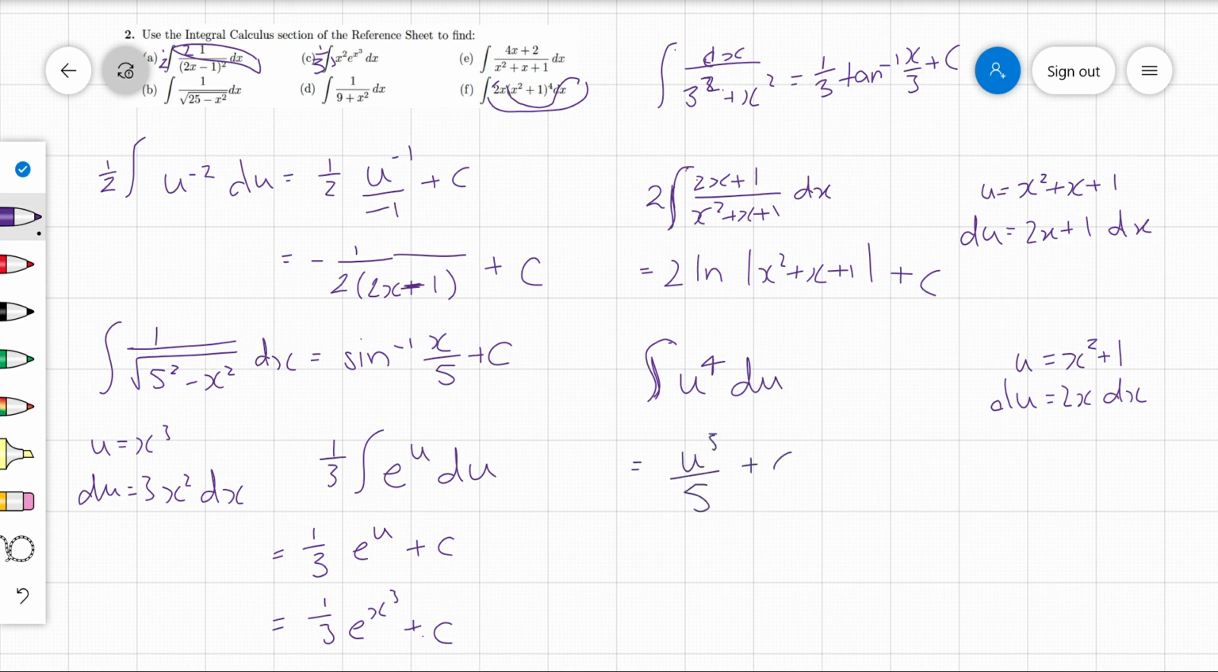Now that's really nice and easy because u to the power of 5 on 5. So add 1 to the power, divide by that power, and just put the u back in. So I've got x squared plus 1 for u. I can put the fifth out the front, plus c. So that would be your answer. All right.